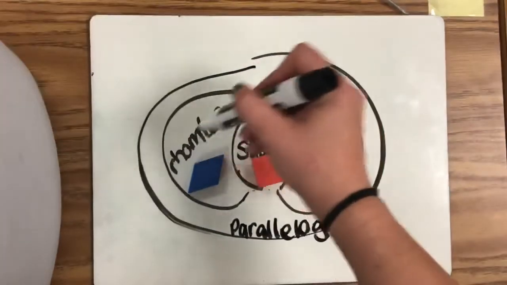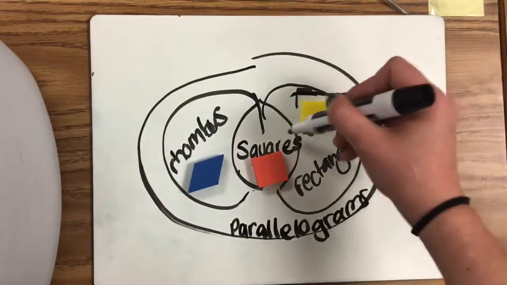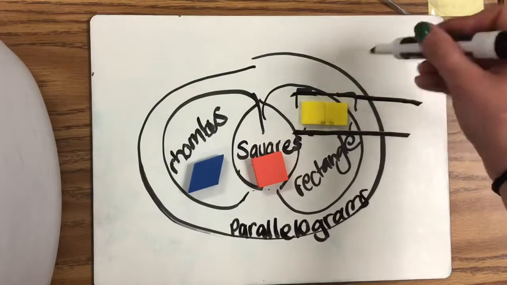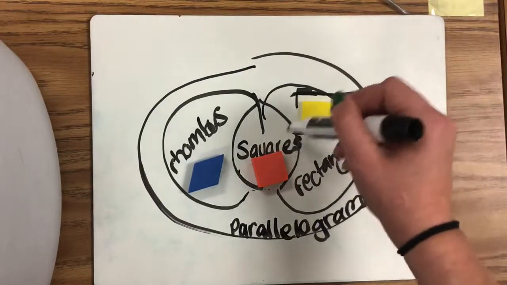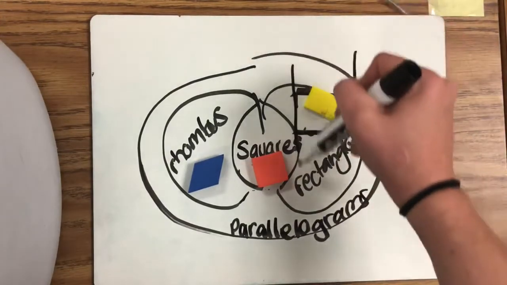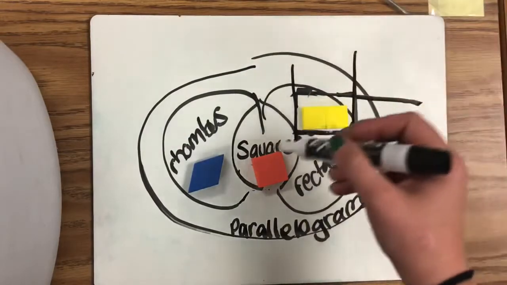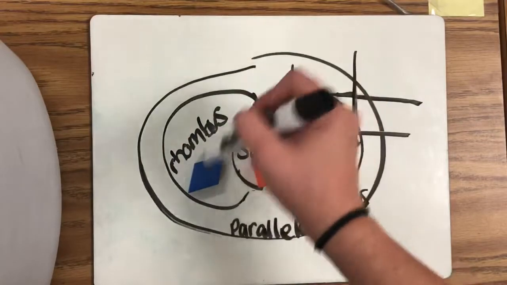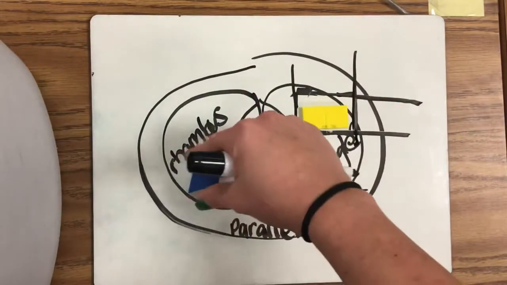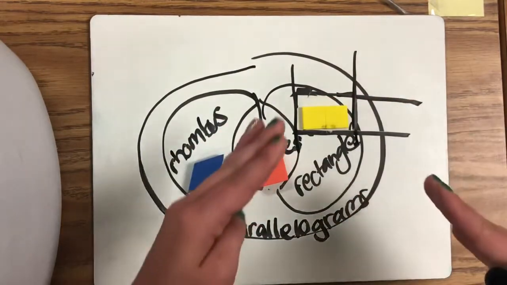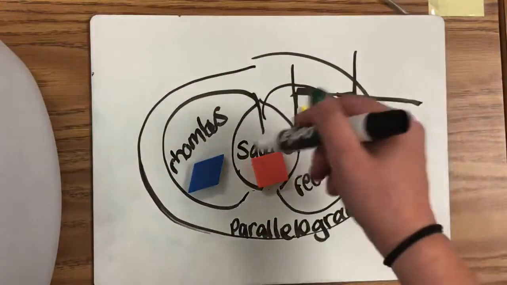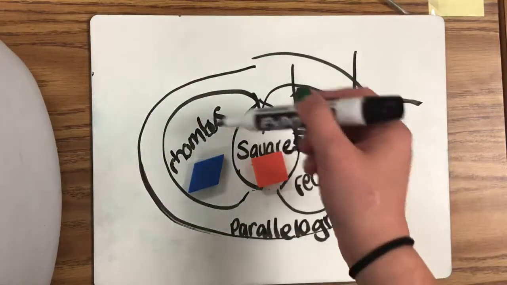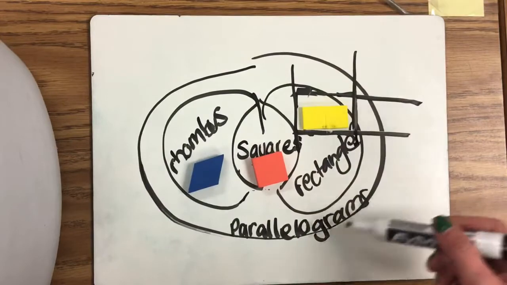Because look, if I drew a line here, it would never crisscross with this line. Same thing with this pair. These two would never crisscross with each other. Neither would these two pairs of sides. They go in a straight line. They're never gonna crisscross like this. Same thing with a square. So a square, a rhombus, and a rectangle are all parallelograms.